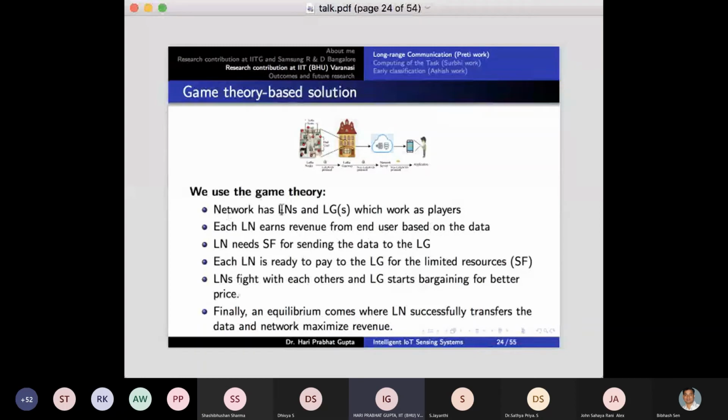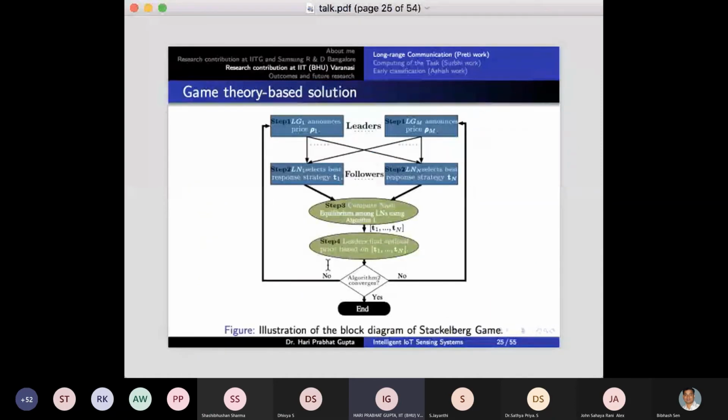In the game theory there are 2 players, the LoRa nodes and the LoRa gateway. Each LoRa node earns revenue from the end users because it receives information from the end users. LoRa nodes need an SF for sending the data. Each LoRa node is ready to pay, and the LoRa gateway has limited resources. So the LoRa nodes fight with each other and the LoRa gateway starts bargaining. Finally, an equilibrium comes into the picture where all the LoRa nodes and the LoRa gateway are satisfied, the process can stop here, and we find one stable state.